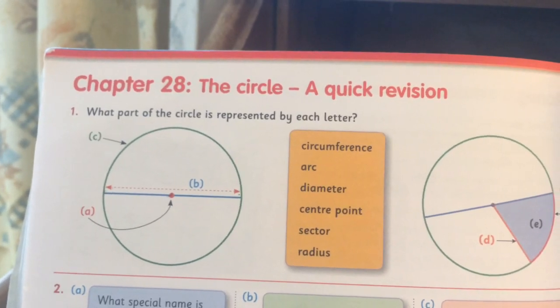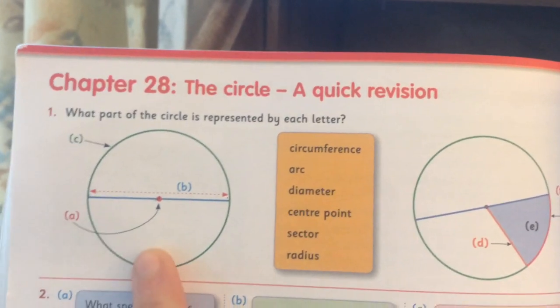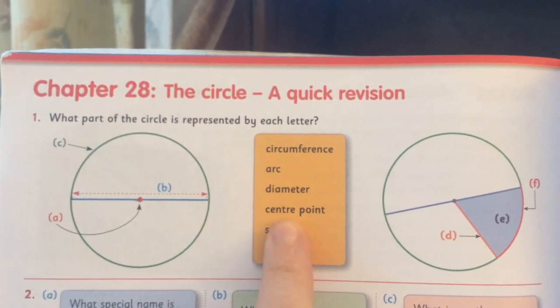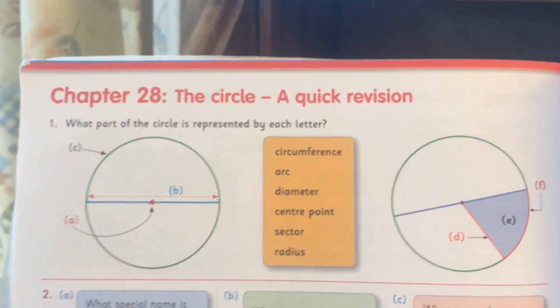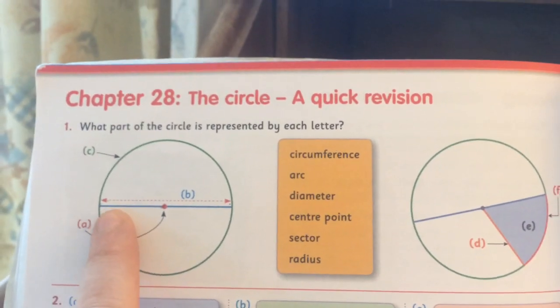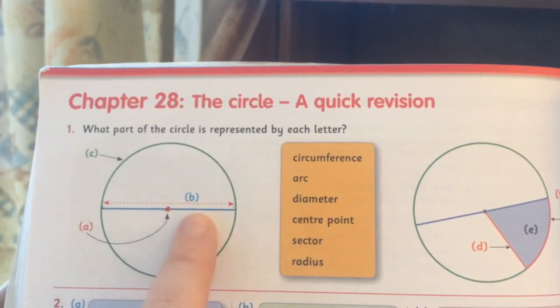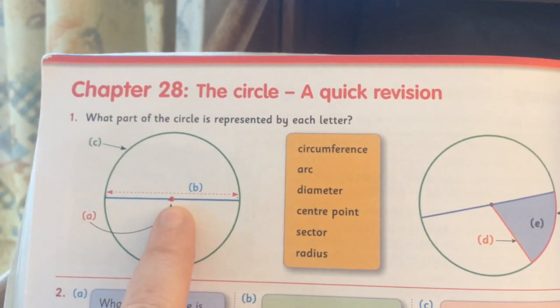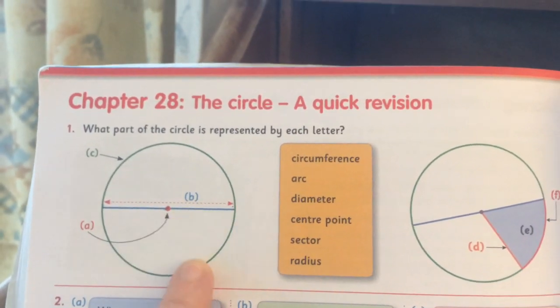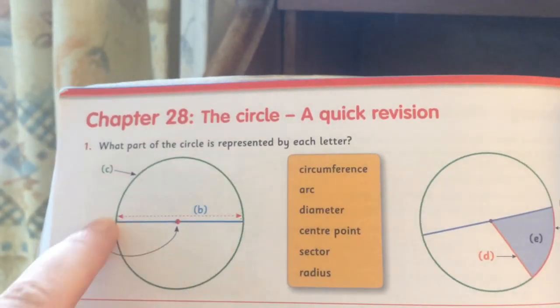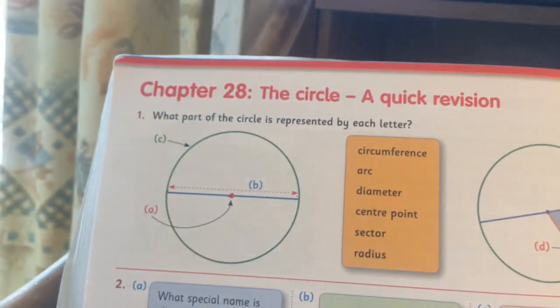This is different parts of the circle and what they are called. So we've got the circumference, the arc, the diameter, the center point, the sector, and the radius. The line that goes the whole way across is the diameter, so that's B. A is obviously the center point. C, the whole way around, is almost like the perimeter of a circle, and it's called the circumference.